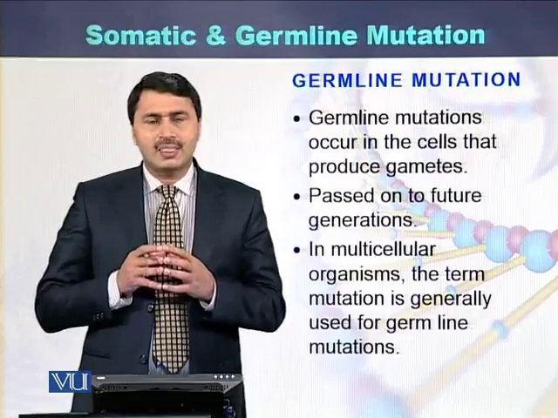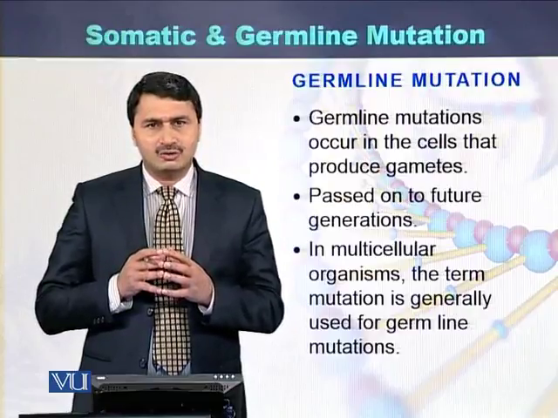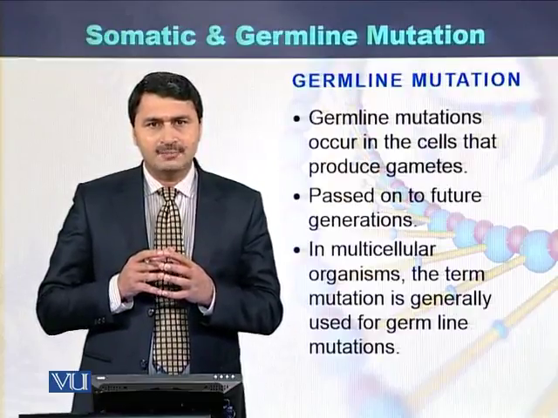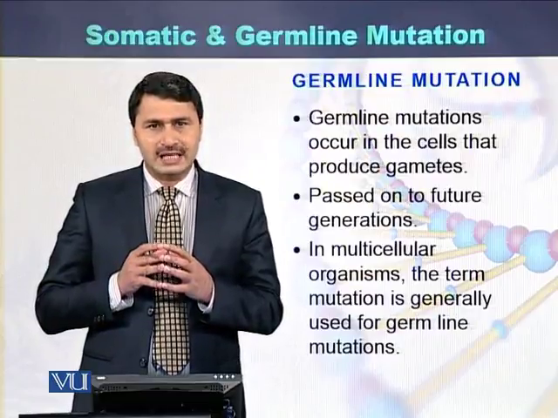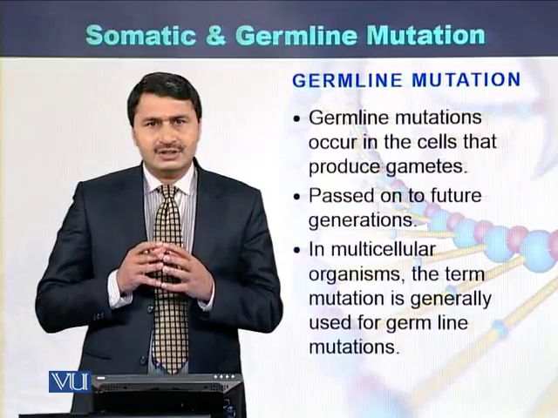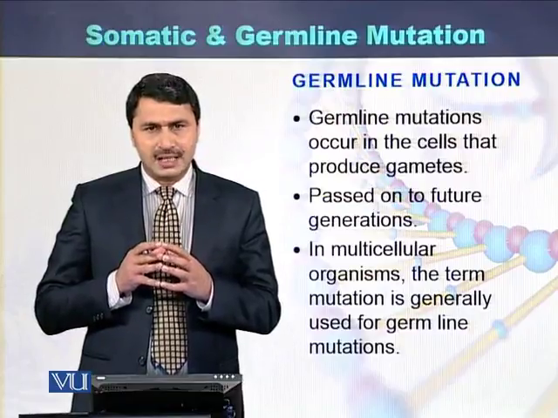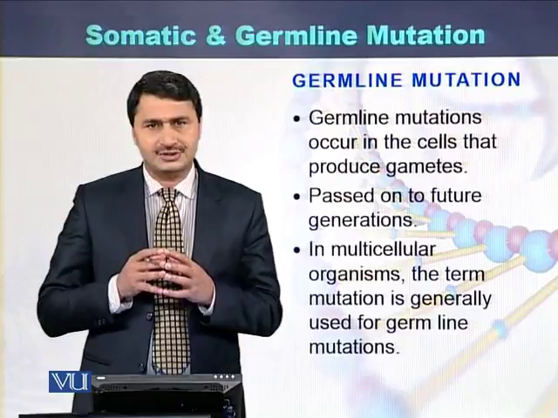On the other hand, germline mutations are those mutations which occur in the sex cells, those cells which produce the gametes. These types of mutations pass to the next generations.